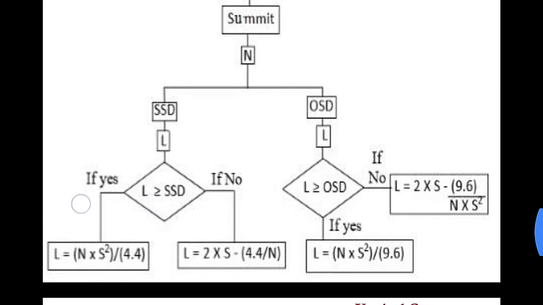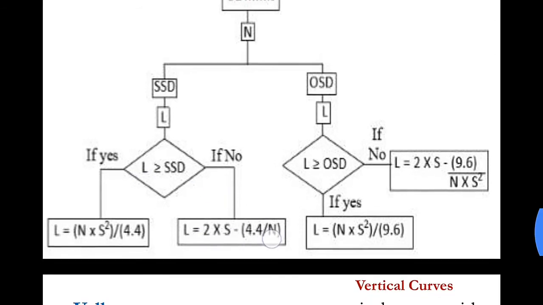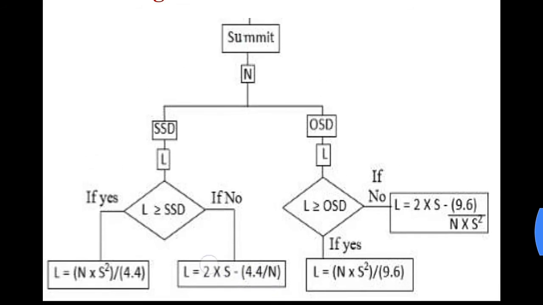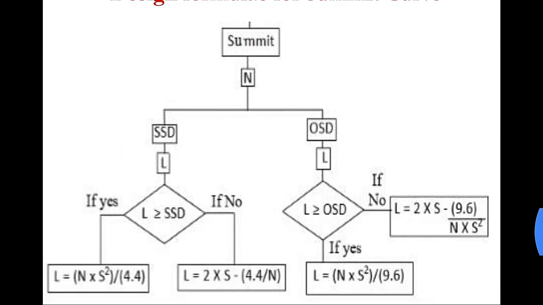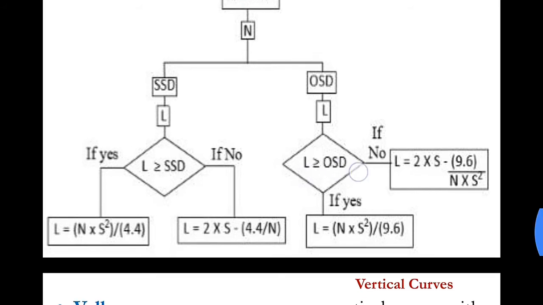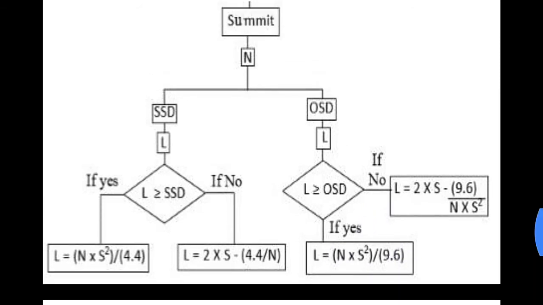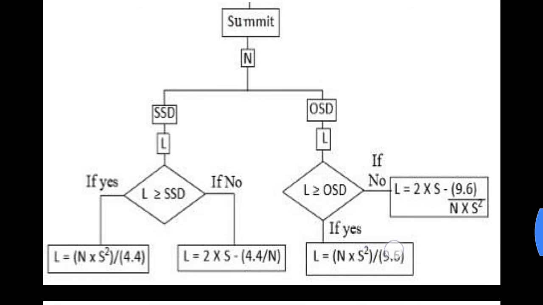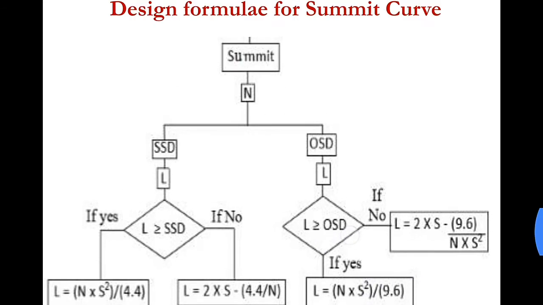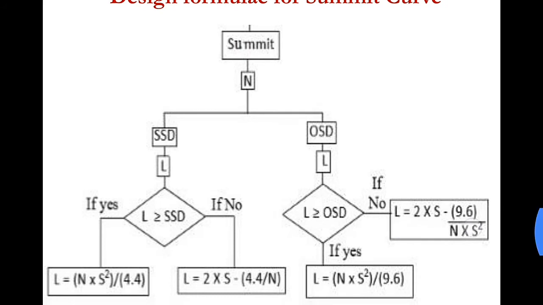Now if this condition is not satisfied, then obviously this condition will be satisfied and the value that is obtained here will be used. Okay, now this was for SSD conditions. For OSD conditions, what is the formula given? Again the assumptions would be the same. Firstly we will assume that length is greater than OSD and we use this formula, and if this formula fails or the length that is obtained is not greater than OSD, we go to the second assumption, that length is lesser than OSD, and we use this formula.